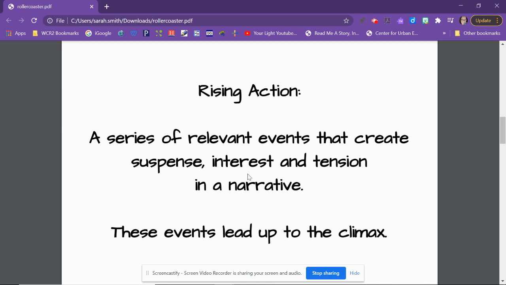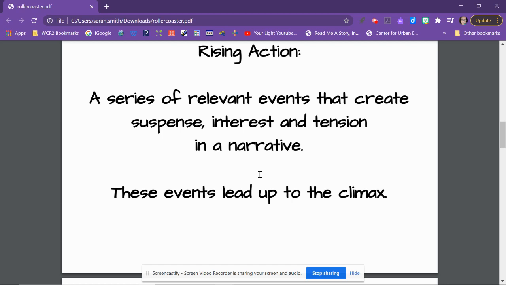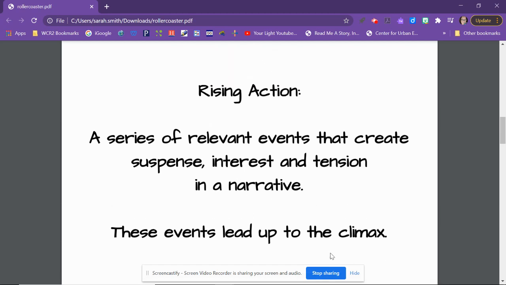There's that word narrative again, just like in writing. This is reading, but it's going to kind of mesh together here. Narrative is just a fancy word for a story. And these events lead up to the climax.